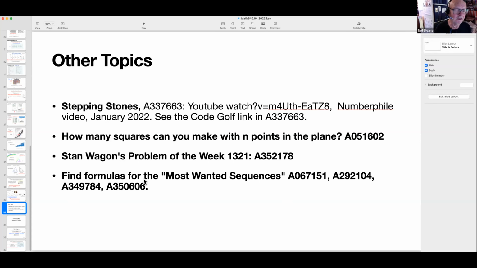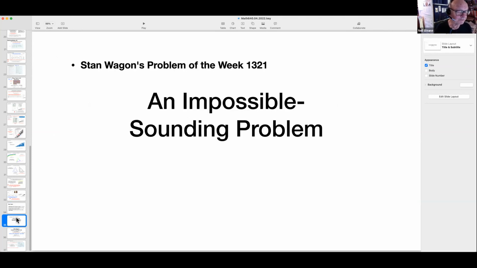The third one, Stan Wagon's problem of the week. Stan Wagon has a series of problems that... Neil, a formula is very vague. There's always a formula. Sigma 1 going over. Yeah, of course. You can always use Lagrange interpolation and find a formula, or you can just repeat the last term. Sure. That's why I didn't want to offer money, and then I'd have to put in conditions. A good formula, a formula that anyone would agree is a formula.